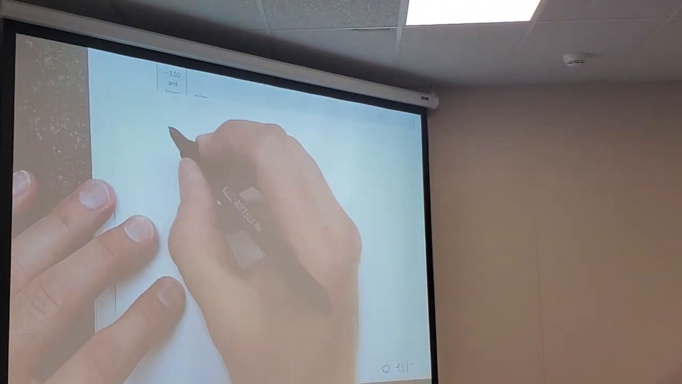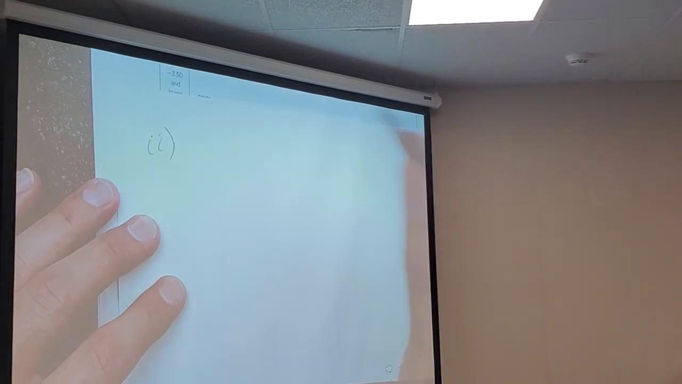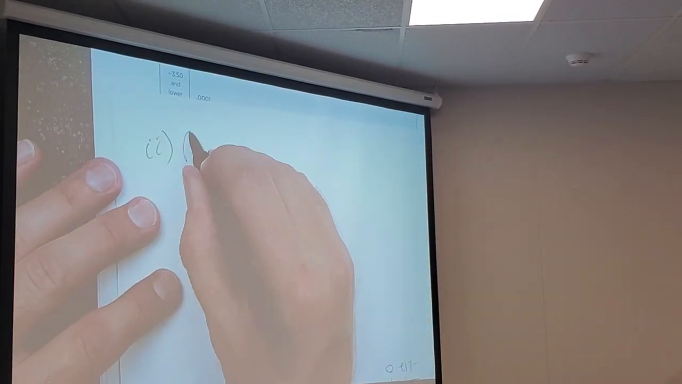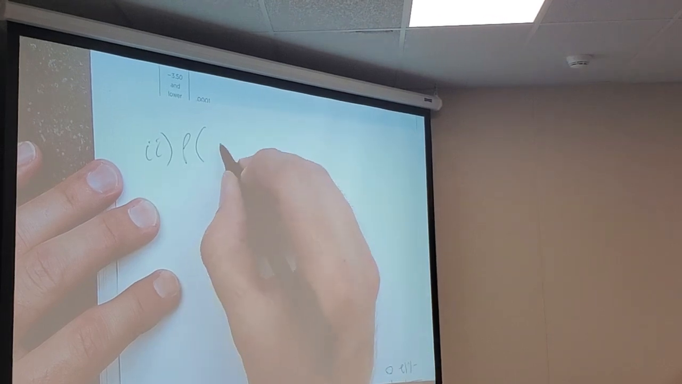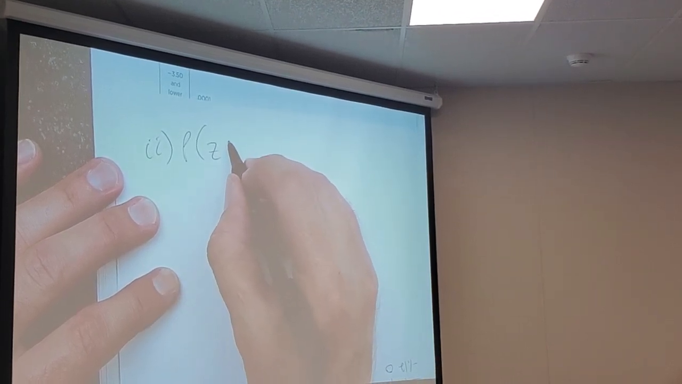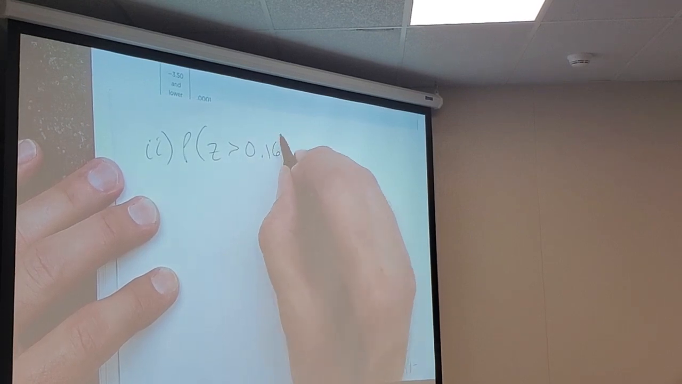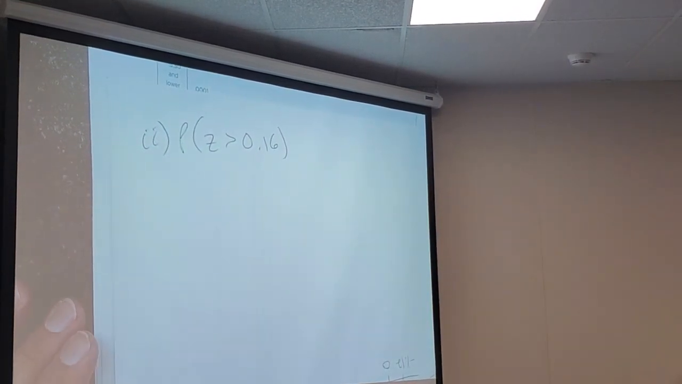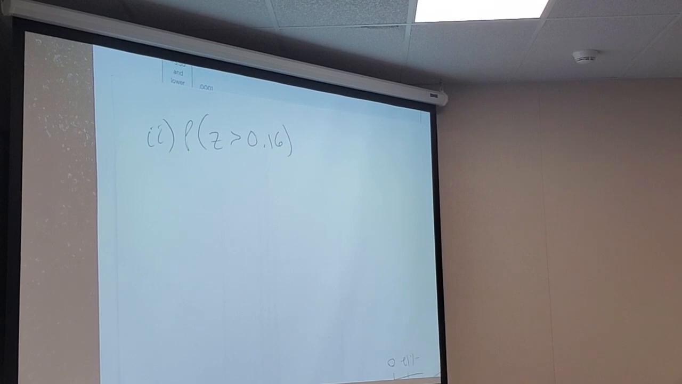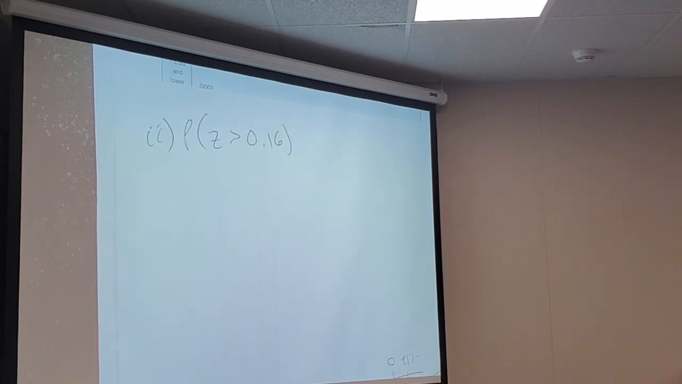Let me see what you guys think about this. So given a standard normal curve, I want to know the probability that, well, let's just do this first. I'm not going to jump the gun too much. Z is greater than 0.16. So trust me on this. Draw the picture. I'm not going to take points off if you don't draw it, but the people that make the most mistakes are the people that don't draw the picture.